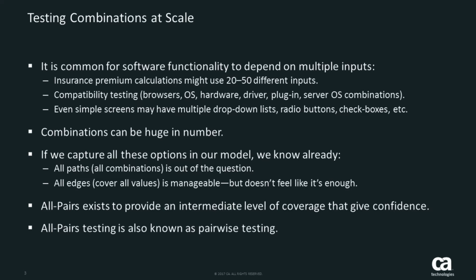Now what we know from our use of ARD is that all paths, all combinations might be out of the question for a realistic size system. And if we select all edges, that is, we cover all the values that our variables can take, this might be more manageable, but sometimes it doesn't feel like it's enough. So we need something in the middle to help us build confidence. Now, all pairs fits the bill quite nicely in that it exists to provide an intermediate level of coverage between all edges and all paths. All pairs testing is also known as pairwise testing, so some people have a different label for it.